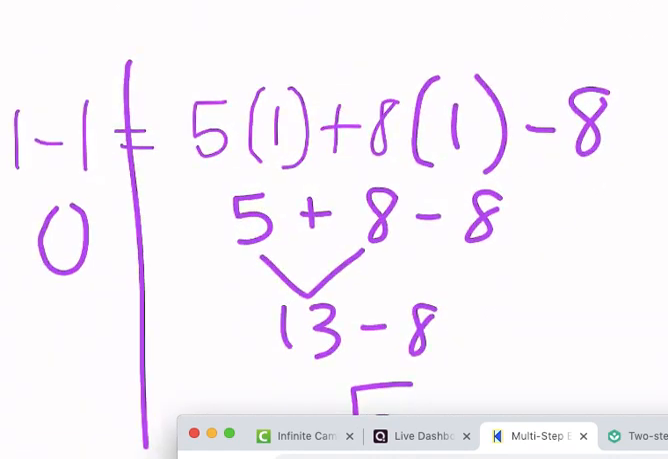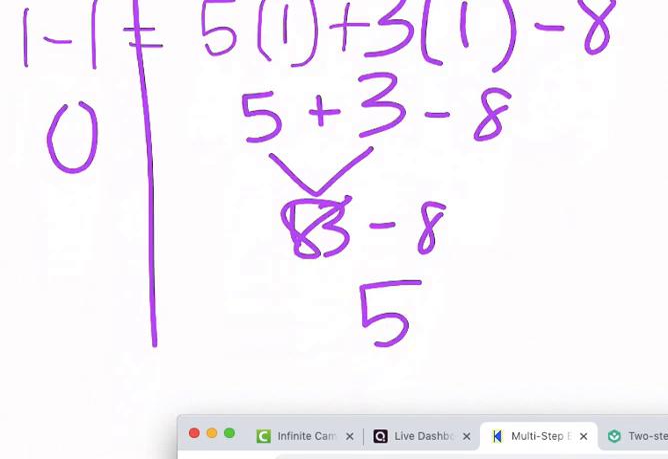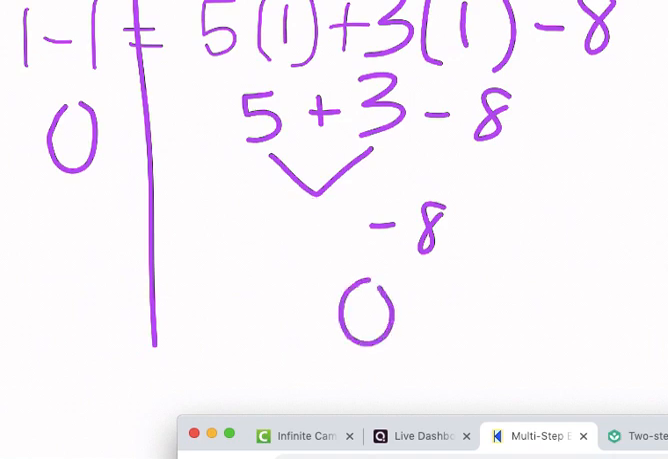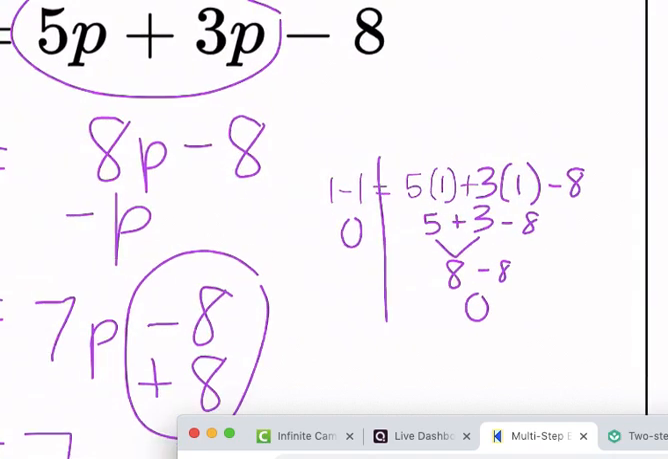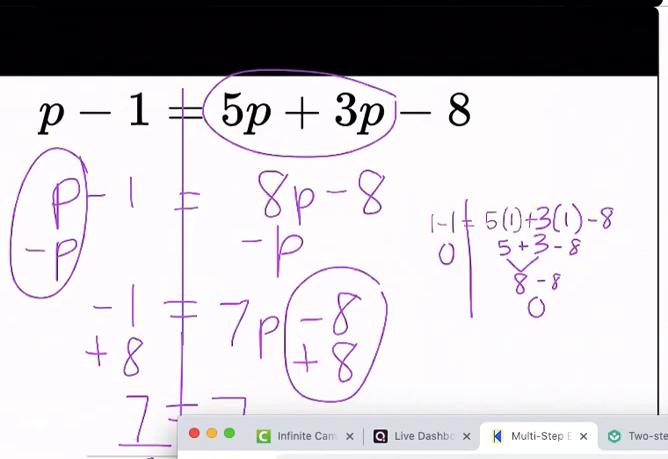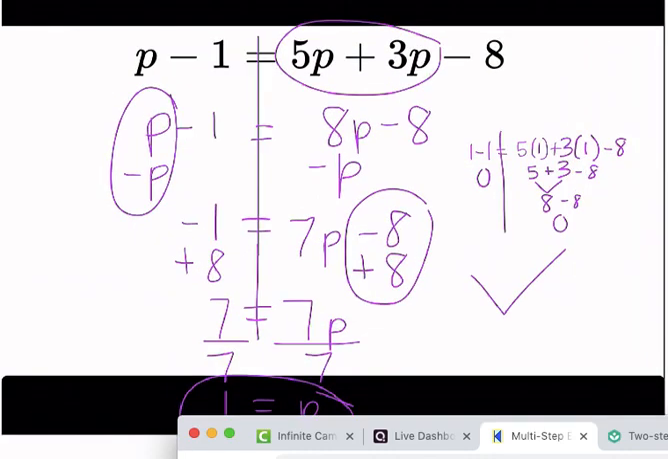Oh my goodness, here's my mistake. 3 times 1. This is why we check our work. Okay, so 5 plus 3 is 8. 8 minus 8 is 0. Whew, I thought I was going crazy for a second there. There we go. All right, so we were correct. Sorry about that.